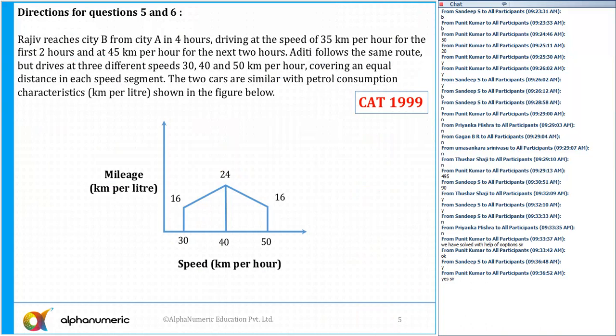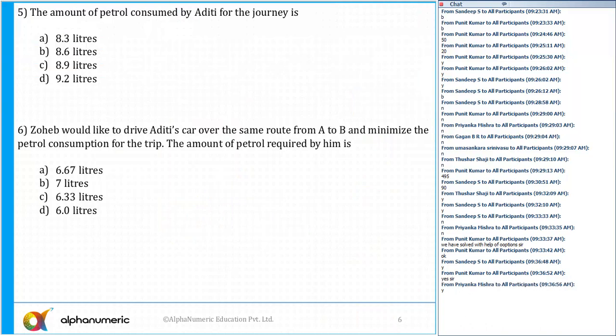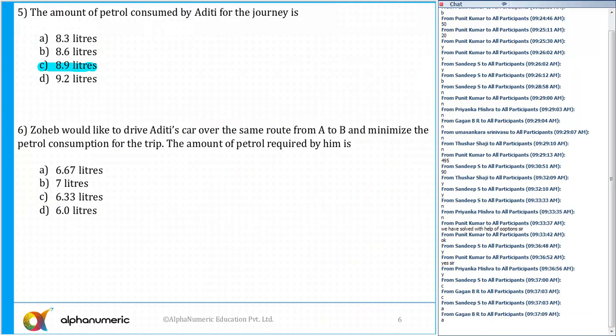5 and 6. What is the answer for question number 5 and 6? The correct answer for question number 5 is C, which is 8.9 liters. Alright, 8.9 liters. And the correct answer for question number 6 is A, which is option number 1. So these two are easy.